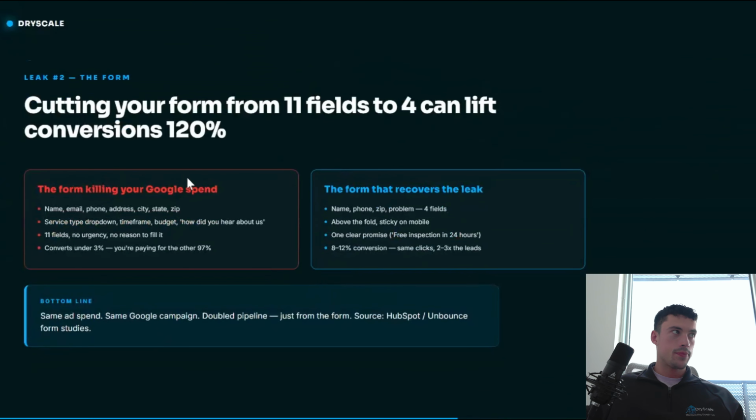And so now leak number 2 is cutting your form from 11 fields to 4 or 5 max. This can massively increase your conversion as well, because a lot of people think that it's very black and white, where, okay, the more qualifiers you have, the more qualified your leads are going to be. But that is not necessarily the case.